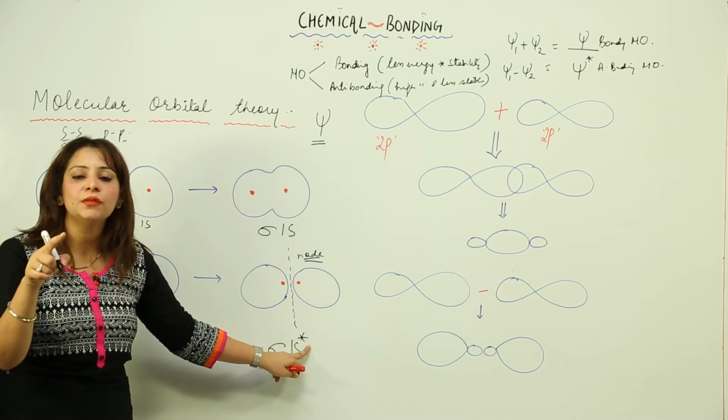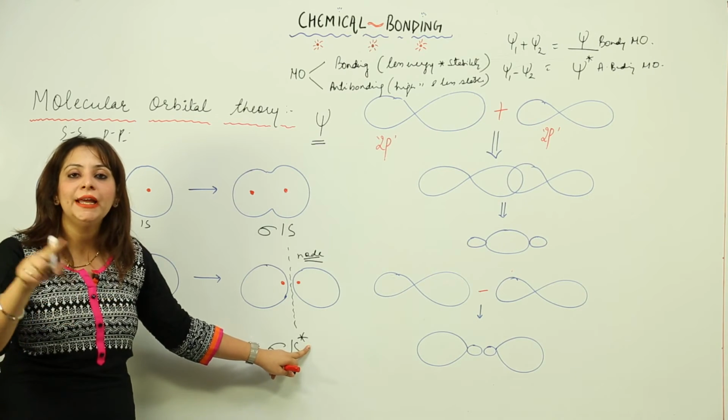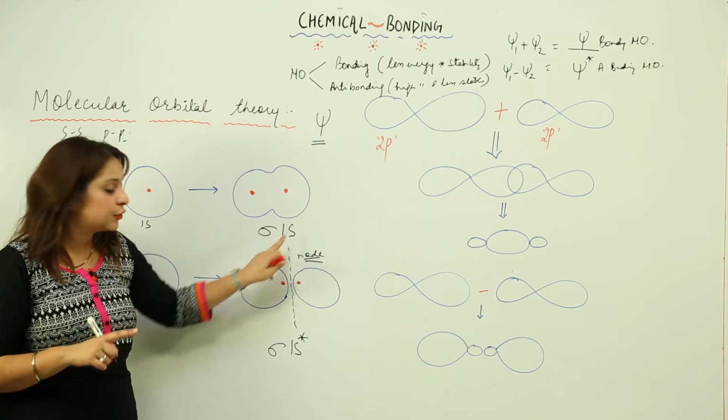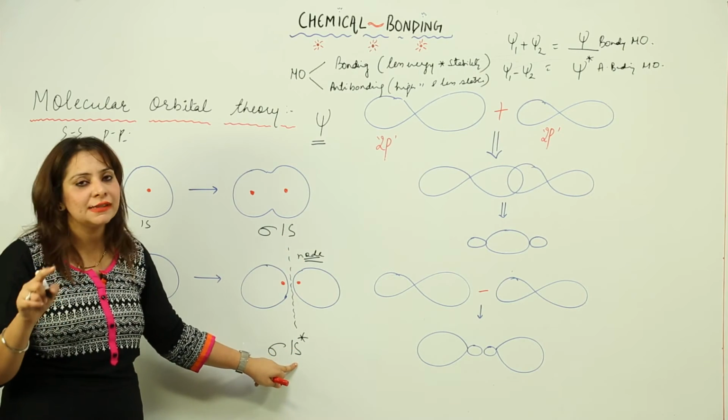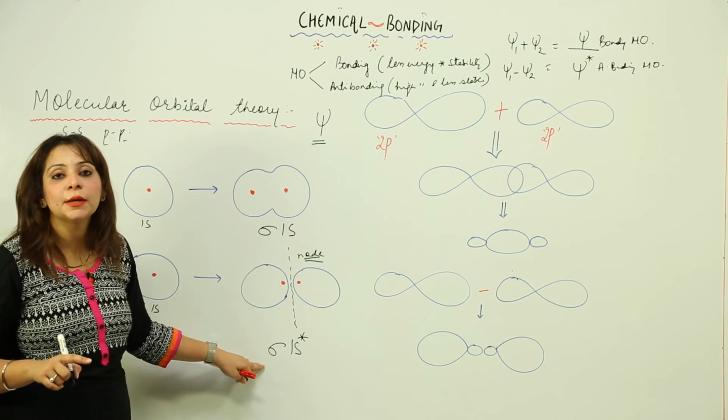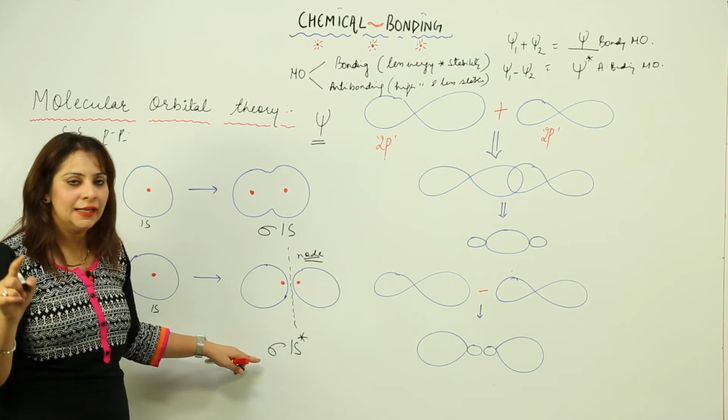Just this asterisk sign will indicate which is bonding and which is anti-bonding. In bonding I didn't put any sign, so in anti-bonding you need to put an asterisk, right. So this is my sigma 1s and this is my sigma 1s star, I will say that.